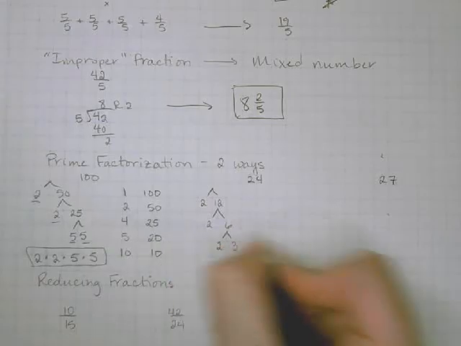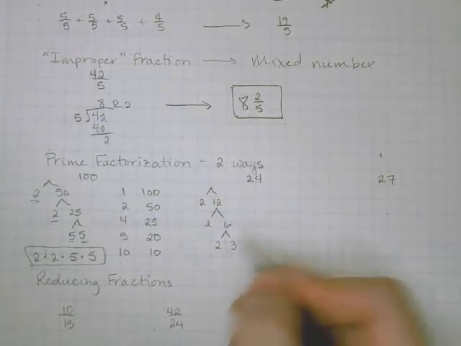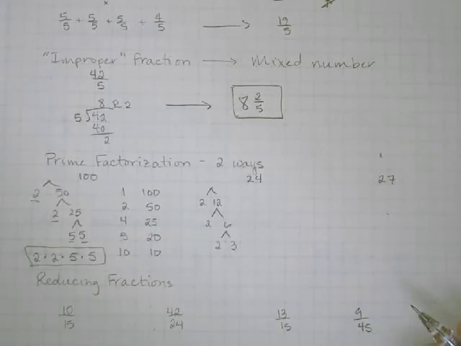So your prime factorization of 24 is 2 times 2 times 2 times 3.